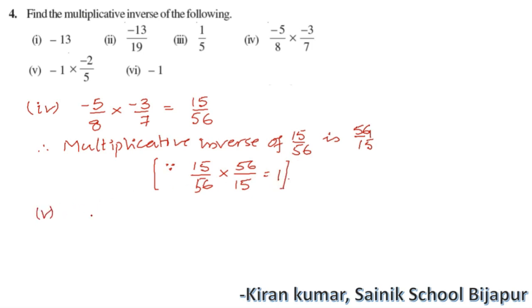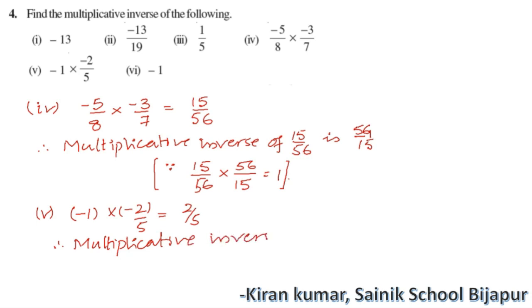Question 5. Negative 1 is multiplied to negative 2 by 5. Let us simplify this first and we get positive 2 by 5. Therefore, the multiplicative inverse of 2 by 5 is 5 by 2. Reason: 2 by 5 multiplied with 5 by 2, the product is 1.